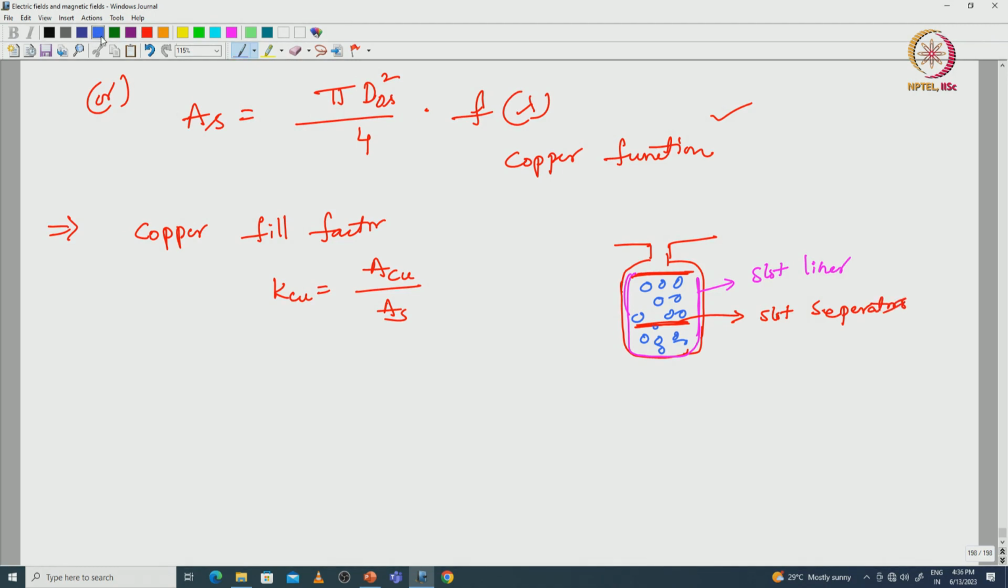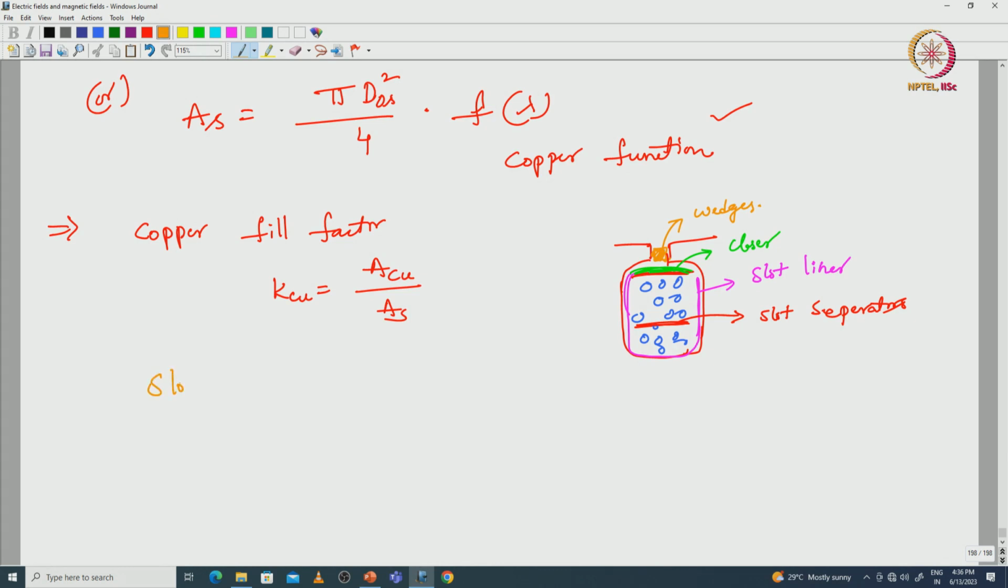And for the slot closer, again one insulating paper will be there. The green color one is the closer, and at the top there will be a wooden stick or wedge, as we used to say, for closing the slot. So, these are the different things which are placed inside the slot.